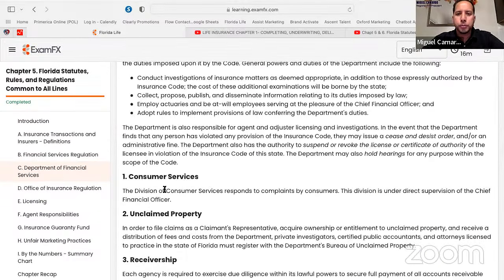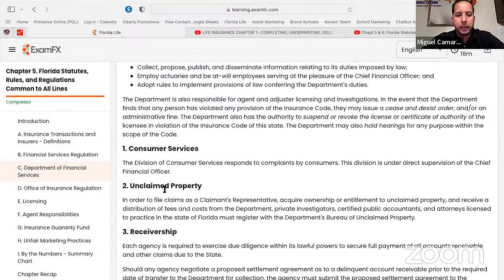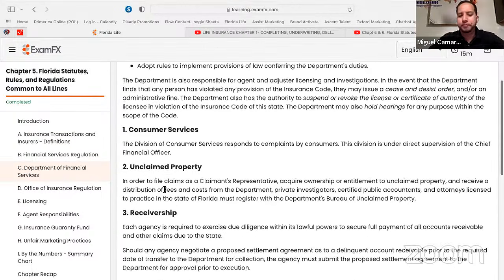The Division of Consumer Services responds to complaints by consumers. The division is under direct supervision of the Chief Financial Officer. Unclaimed property: to file claims as a claimant representative, acquire ownership or be entitled to an unclaimed property and receive distributions of fees and costs from the department, private investigators, certified public accountants, and attorneys licensed to practice in the state must register with the Department of the Bureau of Unclaimed Property.